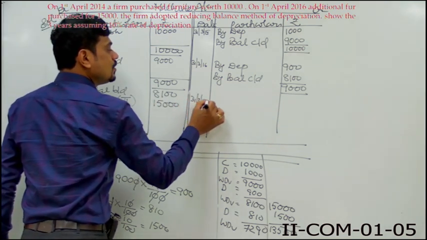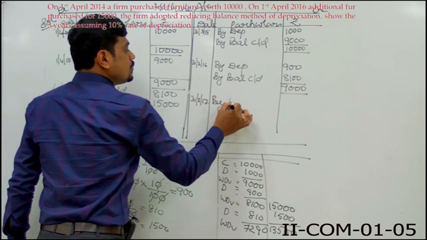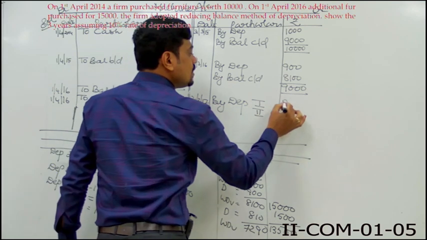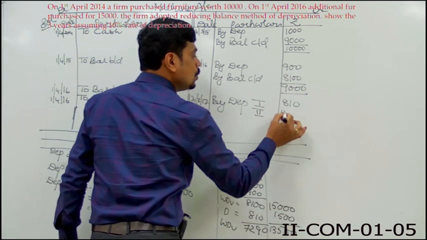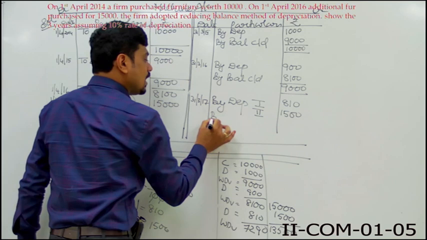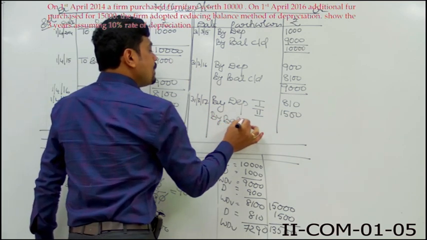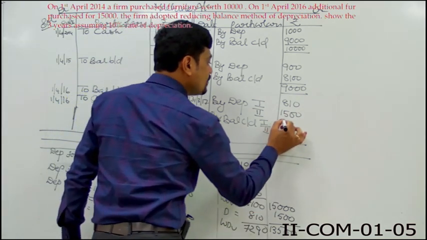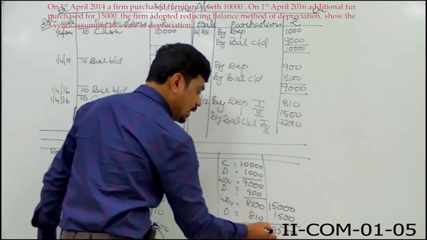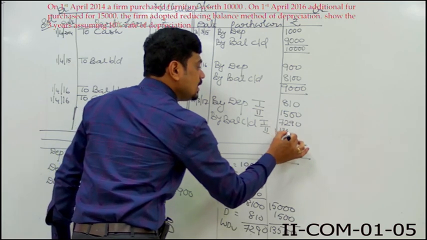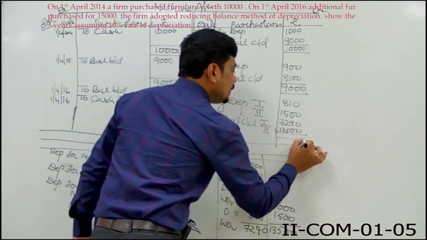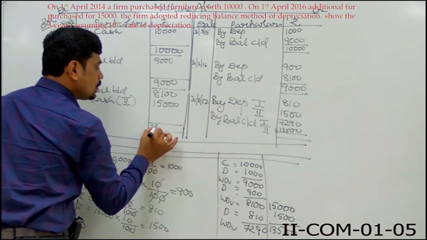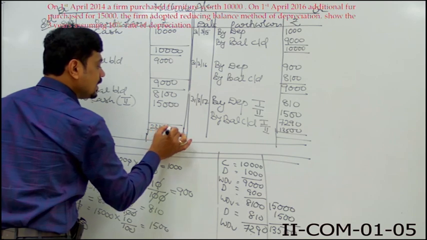31st March 2017, by depreciation. Again machine 1, 810, machine 2, 1,500. Close the account. By balance carried down, machine 1, machine 2. What is the written down value of machine 1? 7,290. And here 13,500. Do the total. We close. 15 plus 8, 23. 23,100.